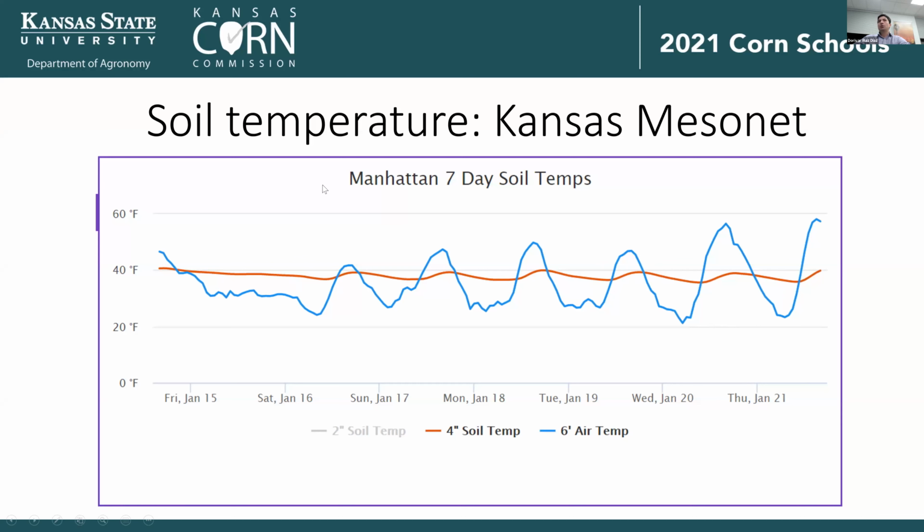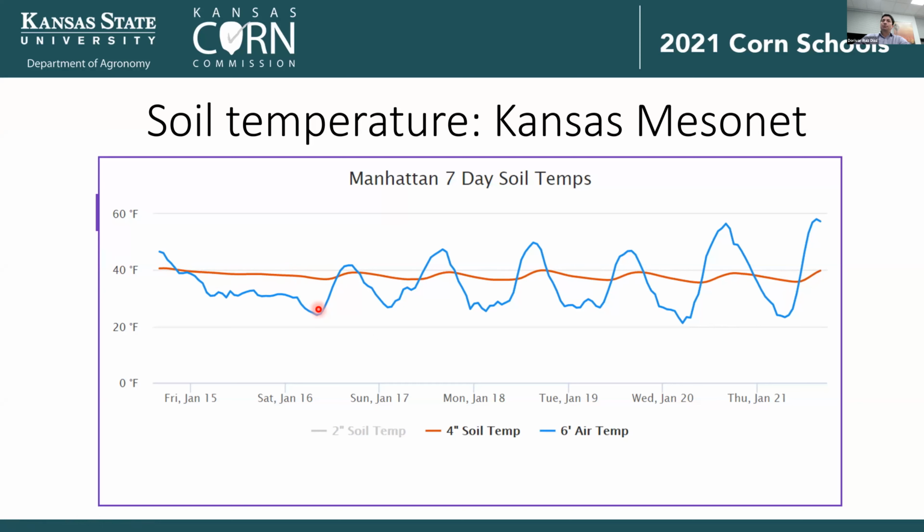And this is just a quick look, I pulled this just before I got here, at soil temperature. This is from Manhattan. This is from the Mesonet. You can get the same information from the Mesonet website for your particular location. But what we have here is soil temperature, which is pretty much a straight line here, right below 40 degrees Fahrenheit, okay?